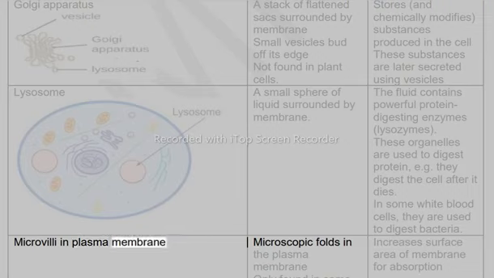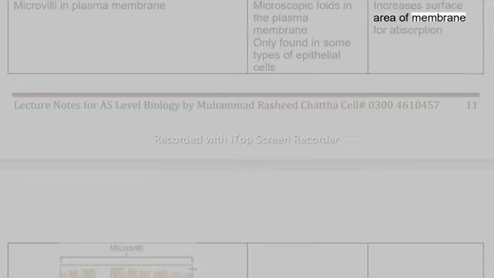Microvilli in plasma membrane. Microscopic folds in the plasma membrane only found in some types of epithelial cells. Increases surface area of membrane for absorption.